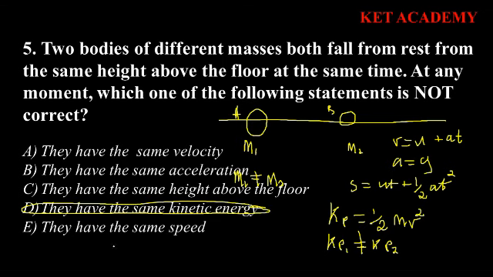Now for E, they have the same speed. So if they have the same velocity, therefore they'll have the same speed, because the speed is simply the magnitude of the velocity. So the answer for question 5 will be D, because kinetic energy depends on the mass. We know kinetic energy is directly proportional to the mass. So changing the mass will change the kinetic energy. That is why option D is correct.